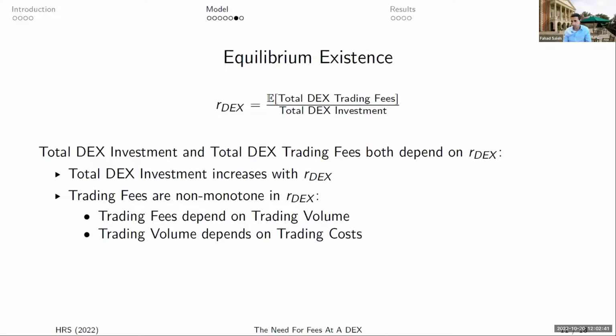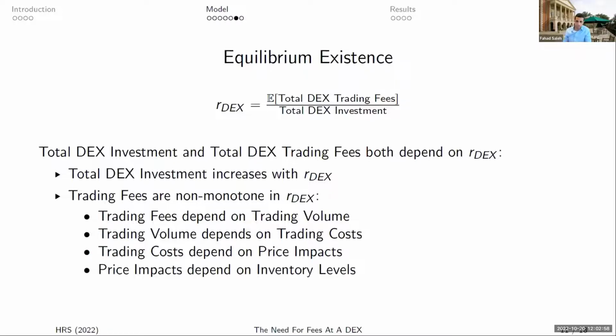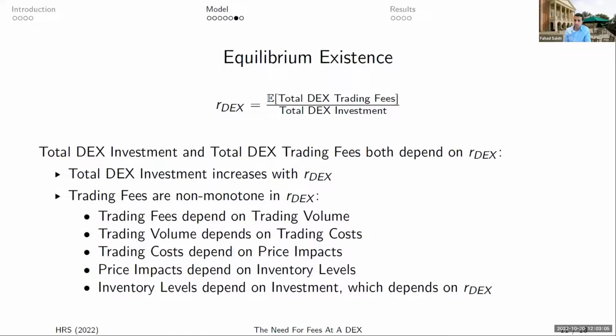That is to say, if it's cheaper to trade, for example, at the DEX, all things equal, you're going to get more trading volume. If it's more expensive, you're going to get less trading volume. But trading costs, as we said, have two components, one of which is the execution price. And so price impacts are going to matter to determine the trading costs. And price impacts, due to the AMM pricing, depend on inventory levels. But inventory is provided by investors. So inventory levels depend on investment. And investment, as we said, depends on the equilibrium return of the DEX. So both those things depend on the return on the DEX.